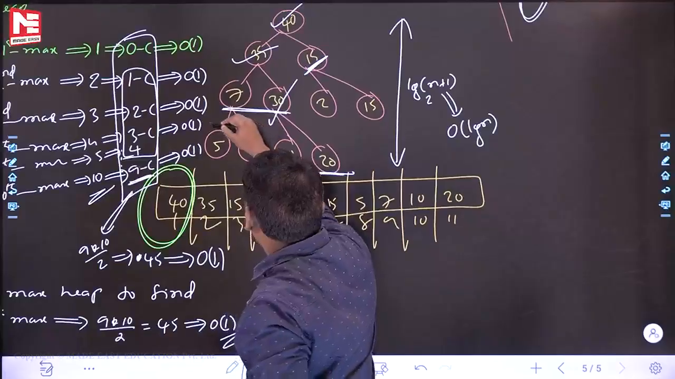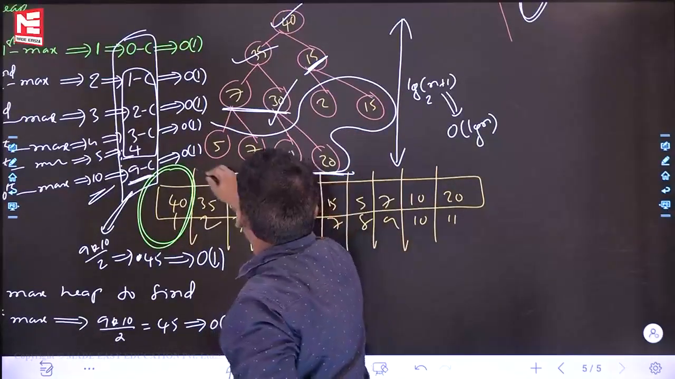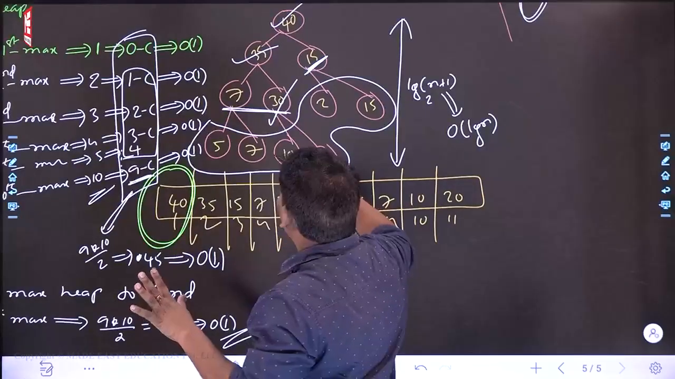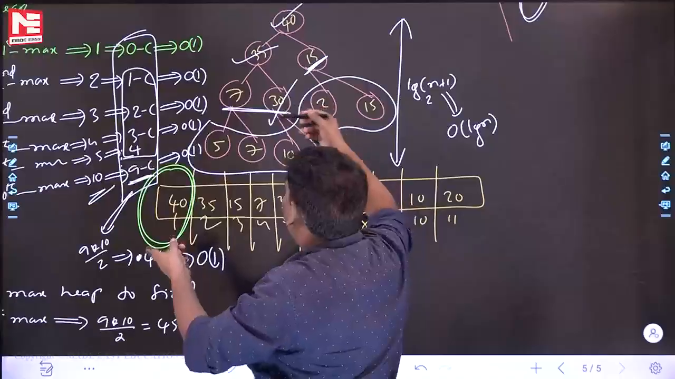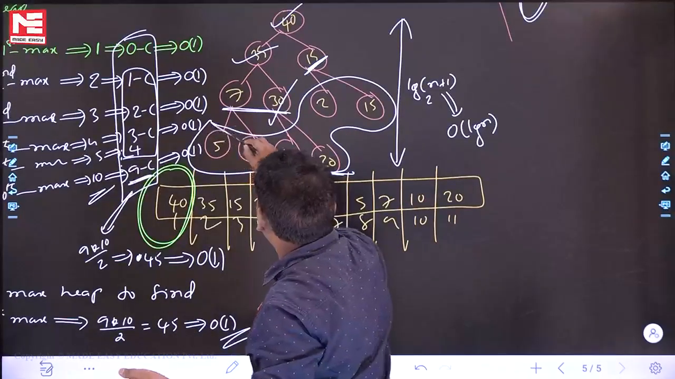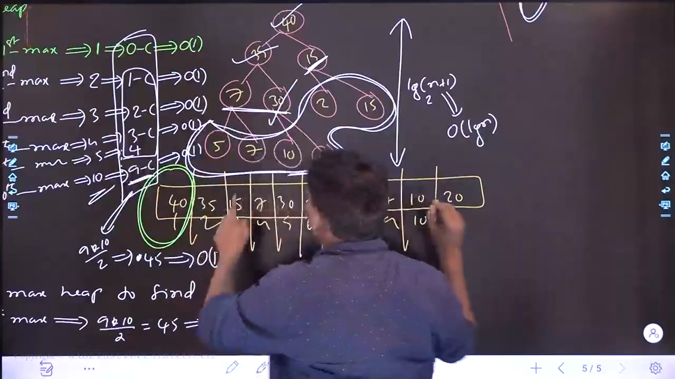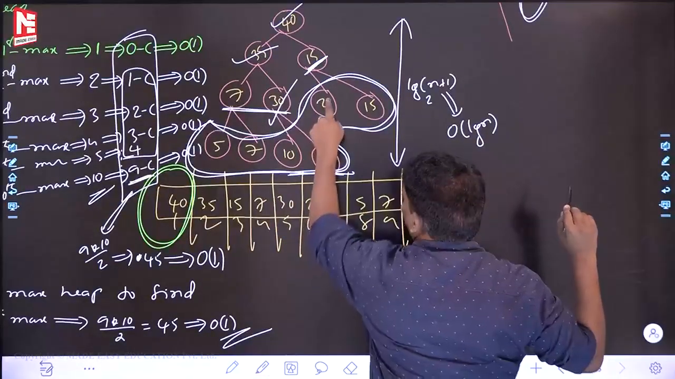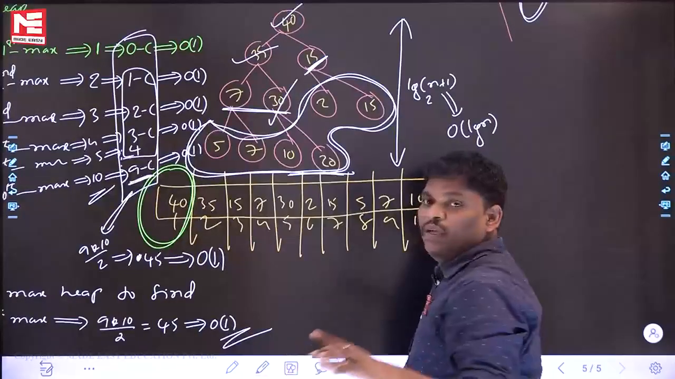Definitely in the max heap tree, minimum element will be there. See this one, one of the leaf node is going to be minimum element. Max heap tree is meant for maximum element, but when you try for a minimum element, one of the leaf node is going to be minimum. Can you read the leaf node? 5, 7, 10, 20, 2, 15. Which one is minimum among them? 2. 2 is minimum.